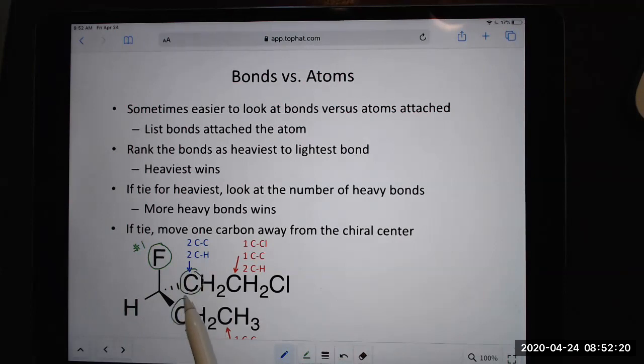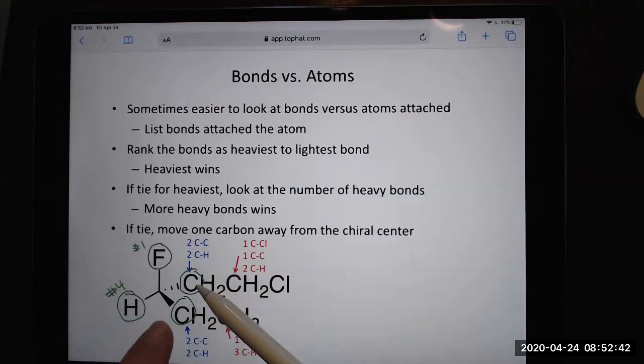You know, this one, or this one. The fluorine's the heaviest, heavier than carbon, but carbons are heavier than hydrogen. So this is going to be number 4. But we don't know what's happening with this, so we have to look at the bonds and do this so you can see.